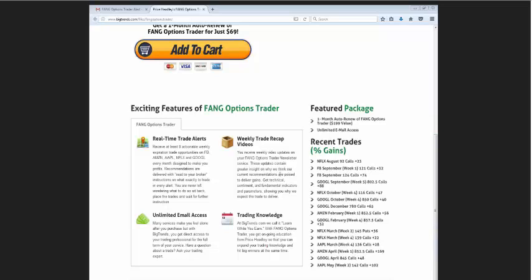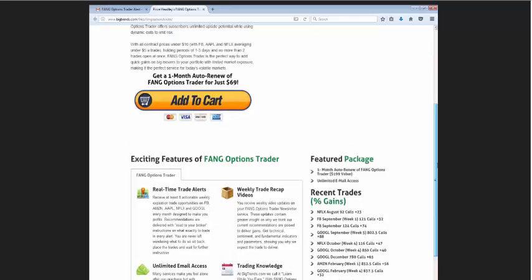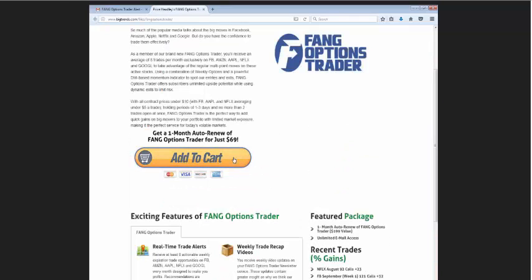You'll see that we give you the weekly recaps, the real-time trade alerts, and unlimited email access anytime you have questions to make sure you're following along. And like I said, you can even auto-trade this if you want, using auto-execute with a couple of the brokers. You can contact Chris for that.